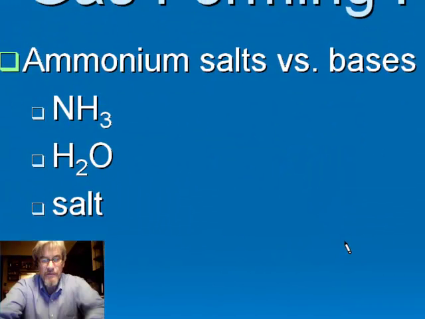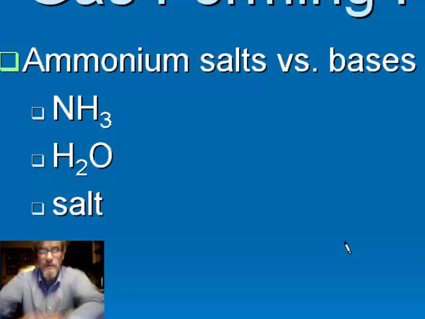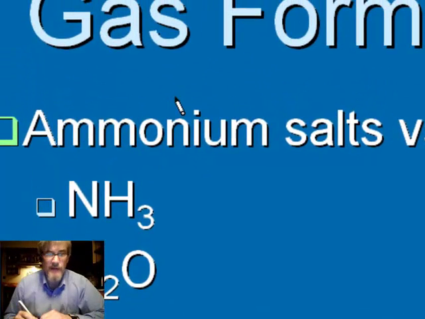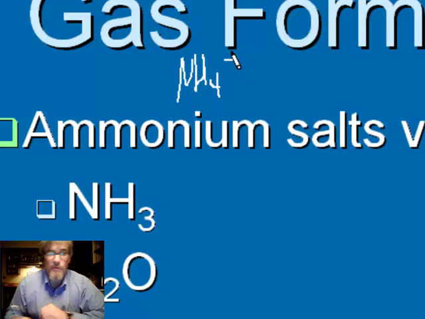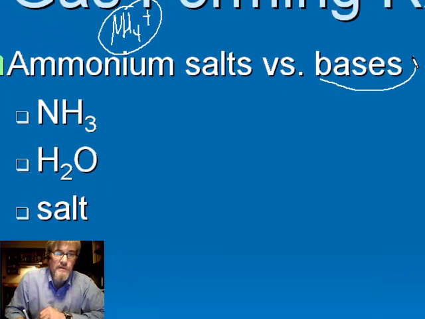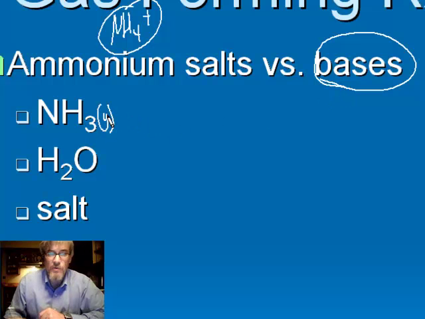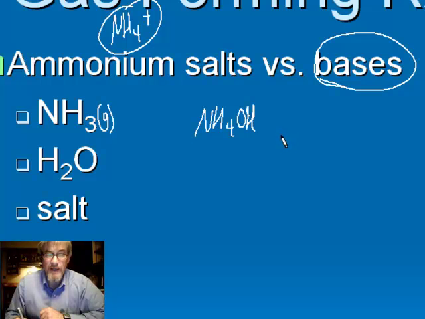Another class of gas-forming reactions is when we react a base with an ammonium salt. Ammonium is NH4+. So when that's the cation and you react it with a base, you will get ammonia gas, water, and a salt. Again, this has got an intermediary step, sort of like the sulfite and carbonate reactions. First thing that happens is NH4OH and a salt form. But NH4OH is really just an acid-base reaction waiting to happen.